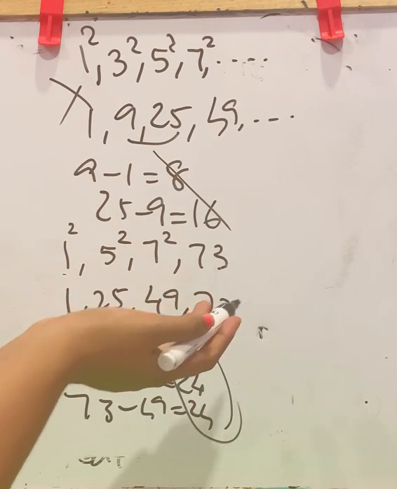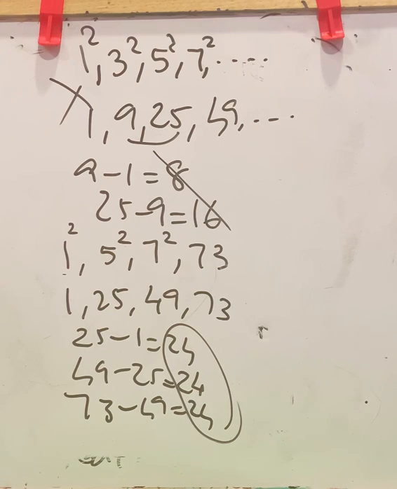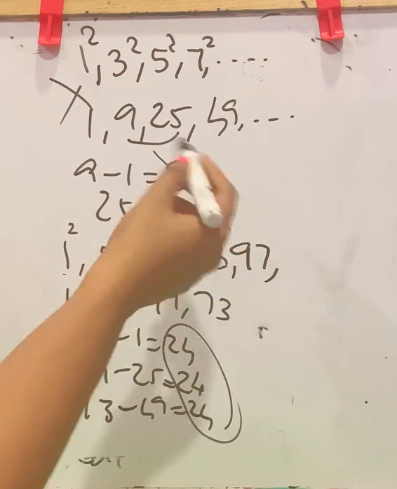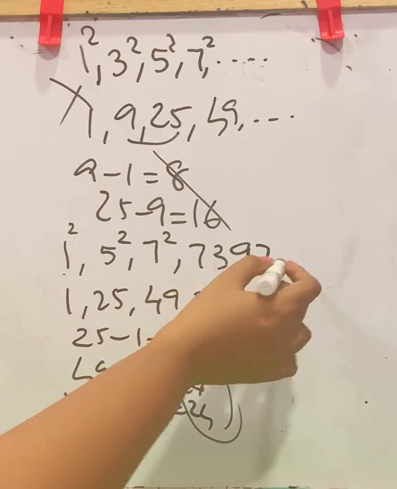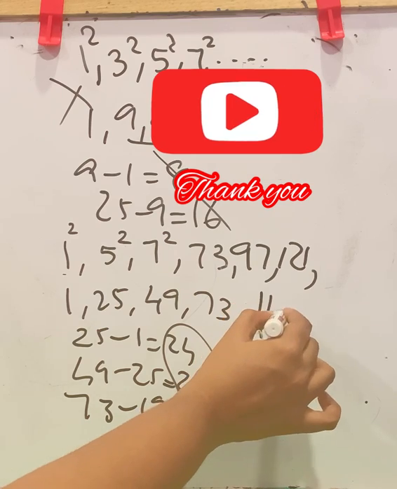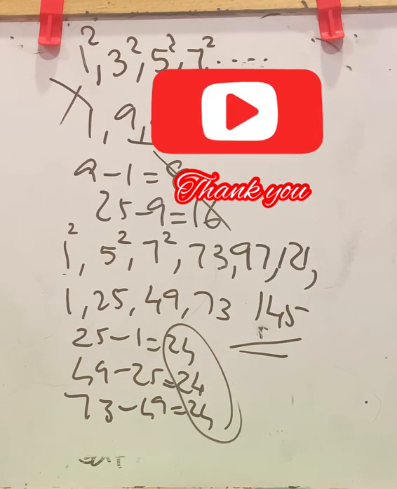So what will be the next number? 73 plus 24 is 97. Next number will be 97 plus 24, 121. 121 plus 24, 145. These are the other three terms.